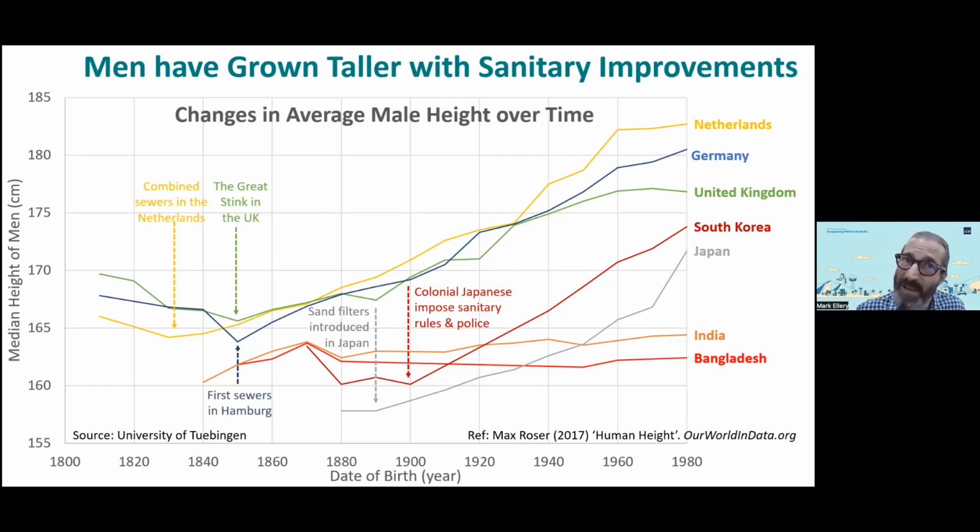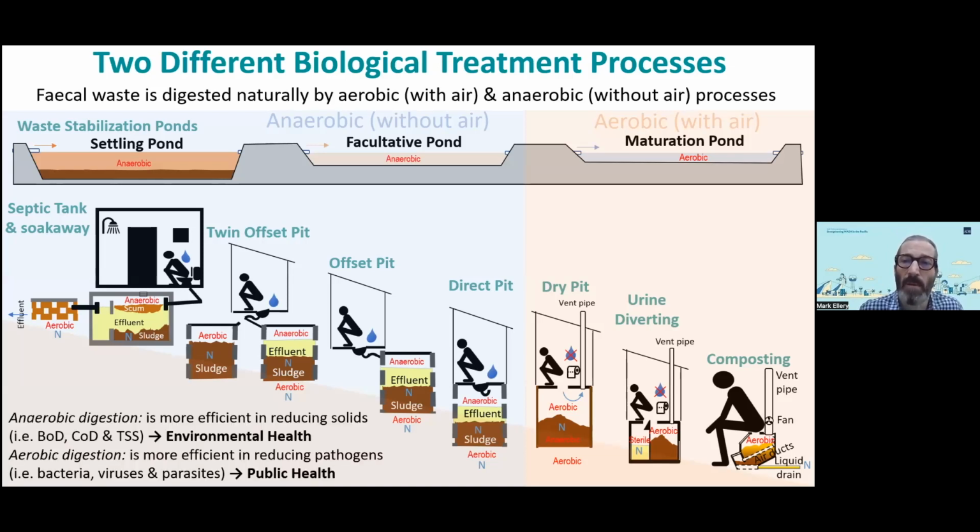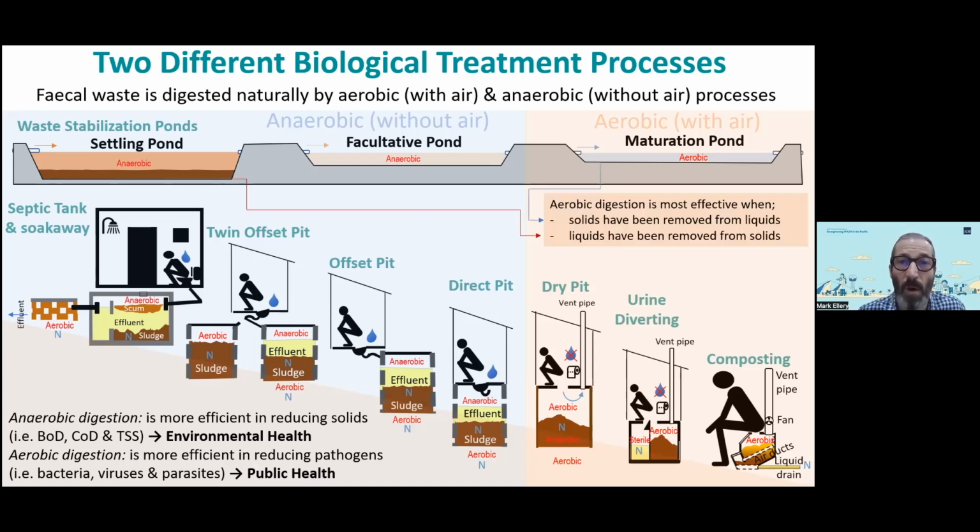So what we're seeing here is the implications of reductions of chronic exposure in the height of men over time, and the previous slide in the incidence of stunting in children. The exposure to fecal waste and the reduction of the pathogens that affect growth in children and in adults naturally occurs through either aerobic or anaerobic processes.